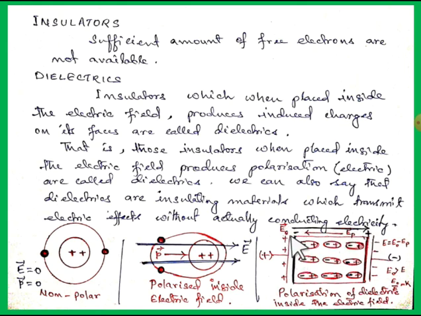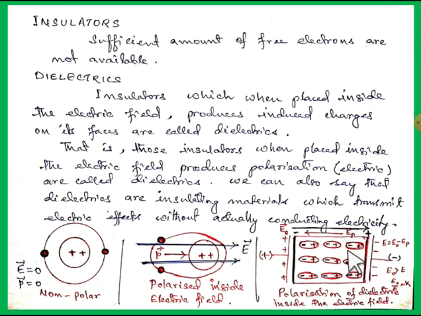So what happened? Near this positive plate, onto this dielectric medium, negative charge will be developed, and near this negative plate, onto the dielectric medium, positive charges will be developed. So there will be another field due to this polarization, from the positive charge toward the negative charge end, and that electric field is denoted by EP, P for polarization.